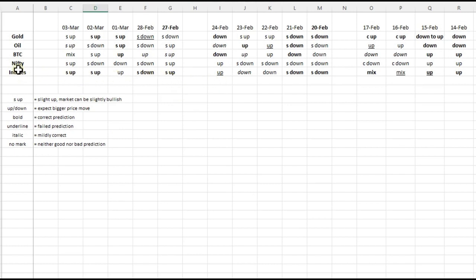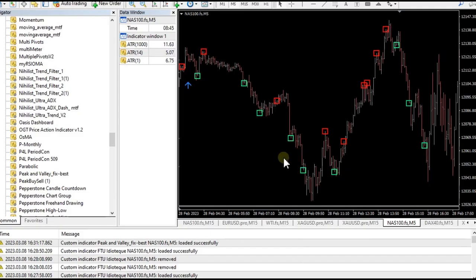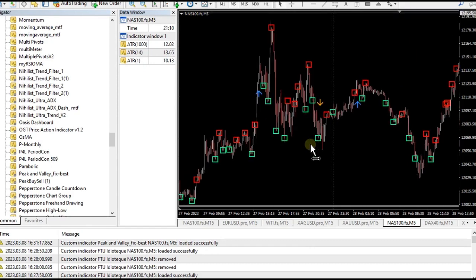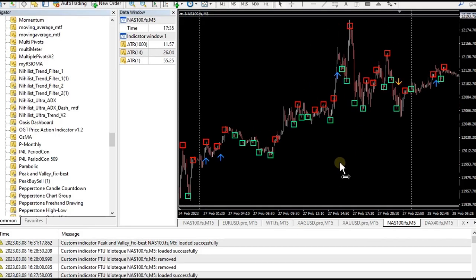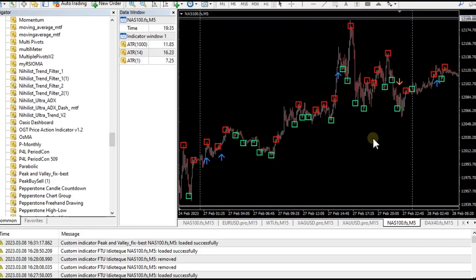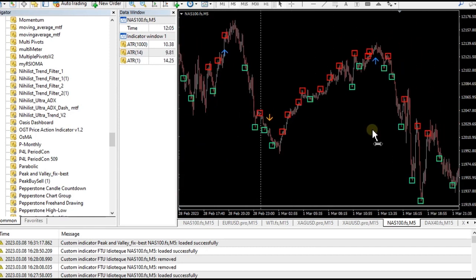So last week on the indices we had slide up, slide down. It shows you what happens here. So we're on NASDAQ here, 27th, we said slide up, slide down, up, slide down. So you'd be looking for sells only on this day. Slide up, this one worked.